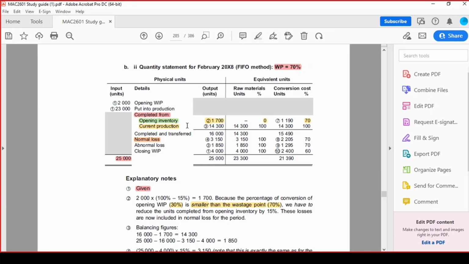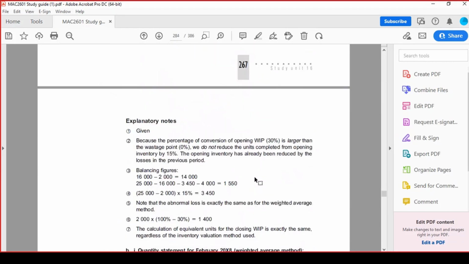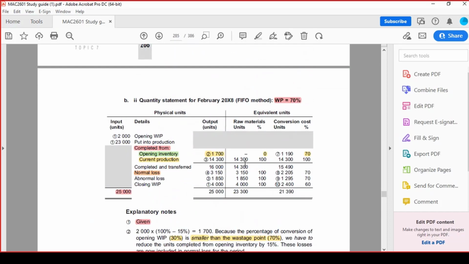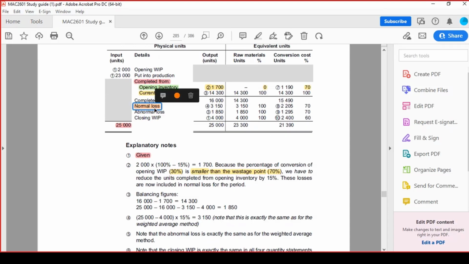Okay, then we know that the completed current production part is a balancing figure, as you guys know, under first in, first out. You take your 16,000, you minus the 1.7. 16,000 comes from here. They told you what was completed. So you say 16,000 minus that 1.7 will give you the current production. And we know that the raw material will be at 100, the conversion will be 100. That one is straightforward. So we move on to normal loss, the one that we've been doing, the one that I'm begging you guys, do not confuse it with this one.